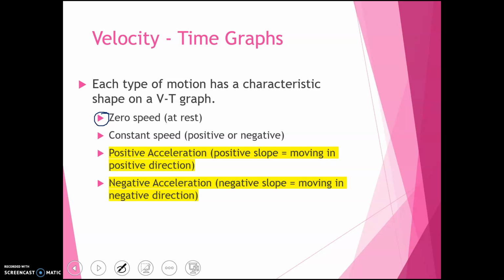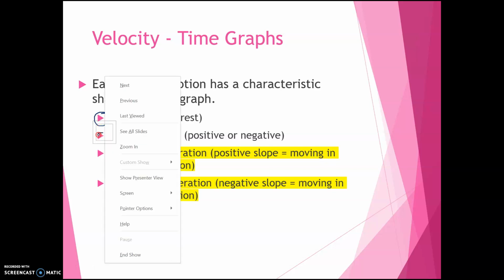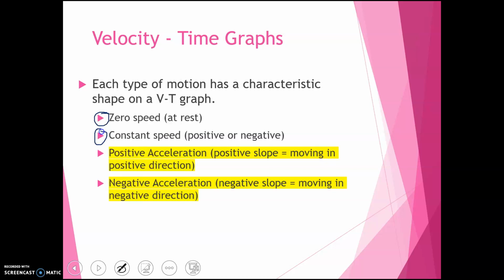So in the past, we have looked at what a zero speed or an object at rest looks like on a velocity versus time graph. We've also looked at constant speed, either in the positive or the negative direction. So remember, it's kind of like cruise control. The object's either moving 2 meters per second to the right for the entire 10 seconds, or maybe it's moving negative 3 meters per second, which would be to the left for the entire 10 seconds. So some sort of constant motion.